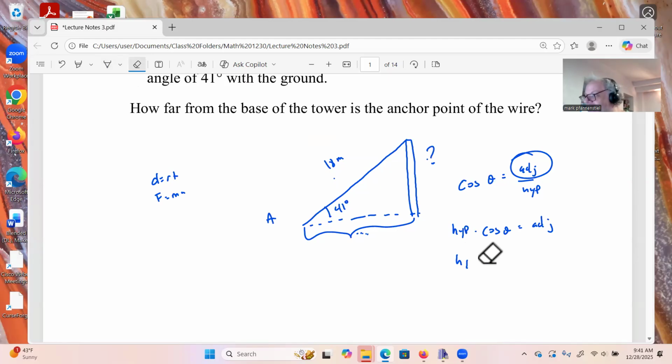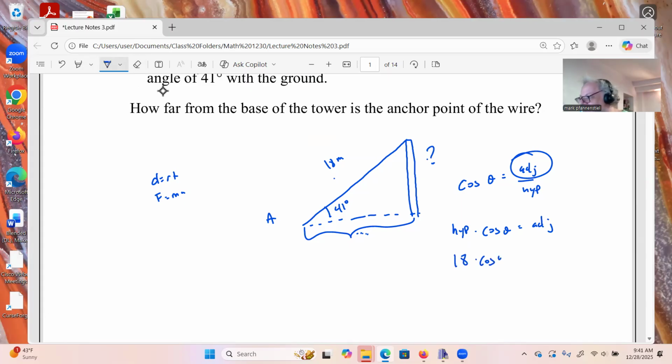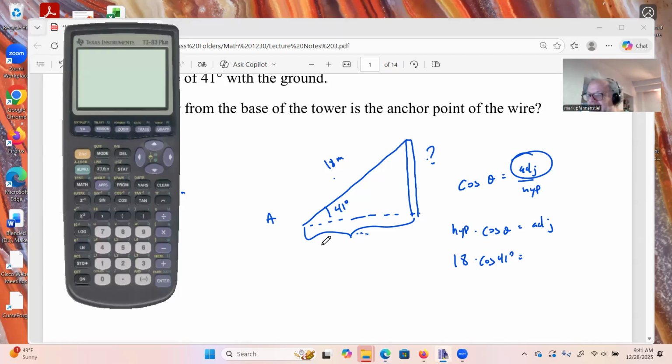We have to use a calculator, and you're going to be expected to do that in order to figure out this problem. So we're going to say this is 18, that was my hypotenuse, times cosine 41 degrees, and that's my adjacent side. The units we're going to end up with are meters. Okay, so we'll go ahead and take out our calculator here. So we're just going to say 18 times cosine. Where's cosine? There we go.